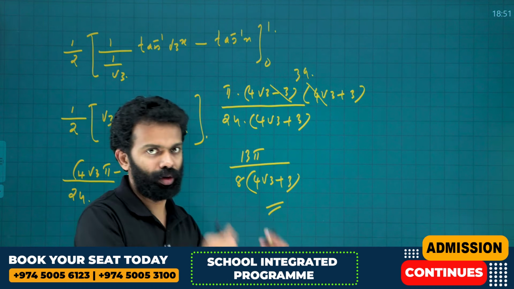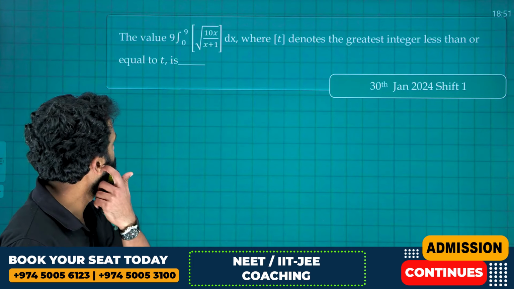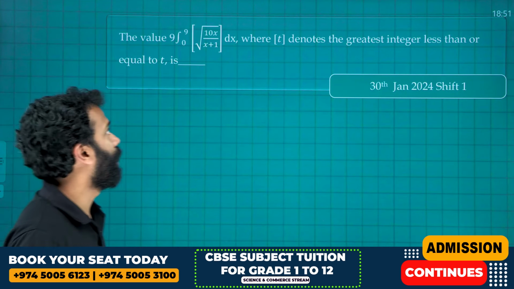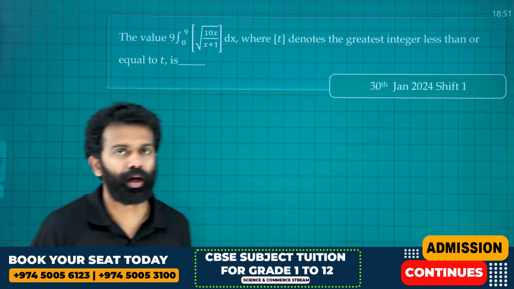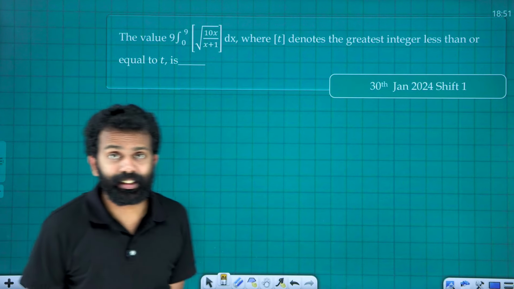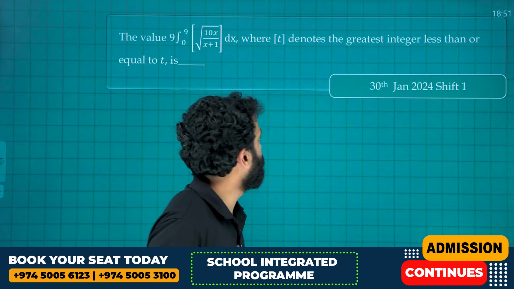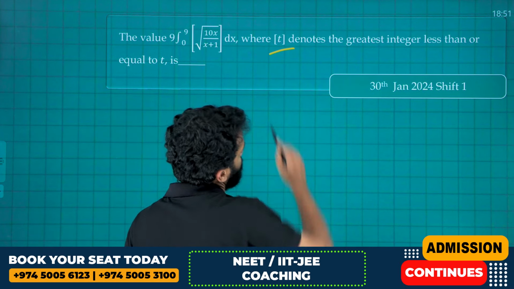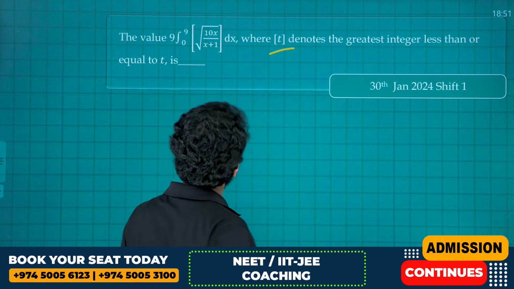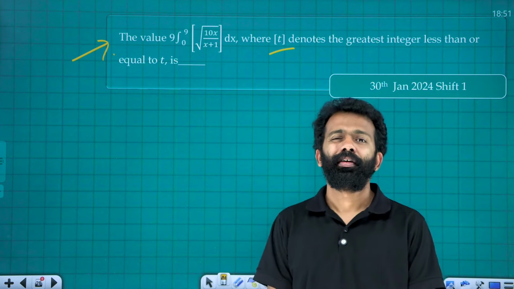And next one. Yes, the value of 9 into integral 0 to 9 of the greatest integer of square root of 10x by x plus 1 dx, where the box denotes the greatest integer less than or equal to x. How will you formulate this one? How are you going to formulate this one? It's easy actually.